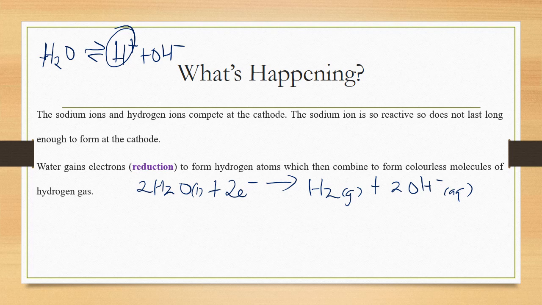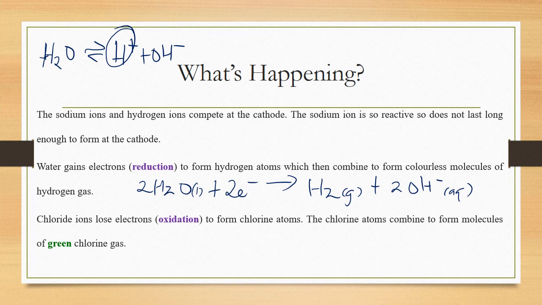Now you'd also note, well, hey, wait a minute, there are hydroxide ions also present now. So why don't the hydroxide ions get attracted to the anode and do something? Both the chloride ions and the hydroxide ions are attracted to the positive anode, but it's slightly easier to remove electrons from, or oxidize, the hydroxide ion than the chloride ion. But there's not much difference.